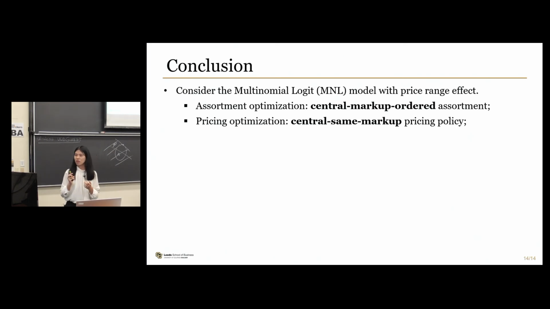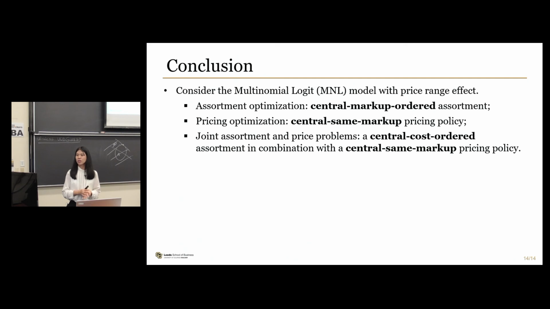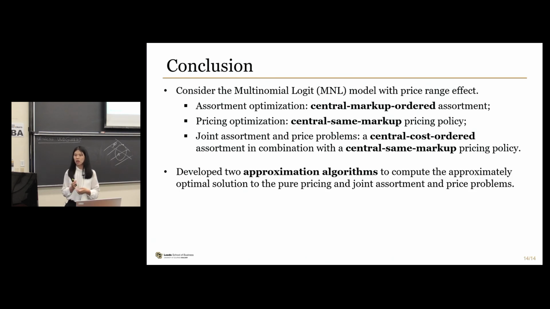And for the price optimization, we show that there exists an optimal central theme markup pricing policy. And for the joint assortment and price optimization, we show a central cost order combined with a central theme markup pricing policy is an optimal strategy. Besides that, we also introduced two approximation algorithms to help us get near optimal solutions.